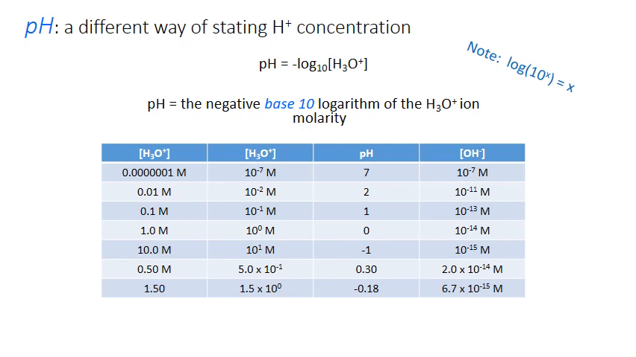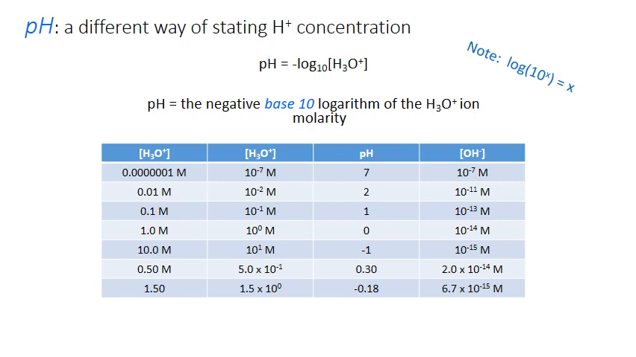Here then is the definition of pH. It's the negative base 10 logarithm of the H3O plus ion concentration. Notice I have off to the side here that the base 10 log of 10 to the x is just x. You have to remember that.